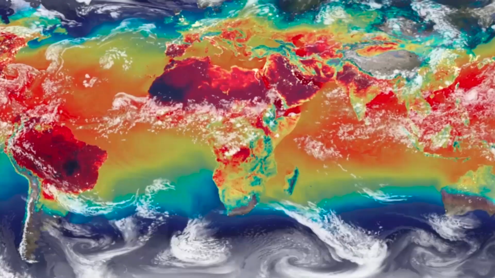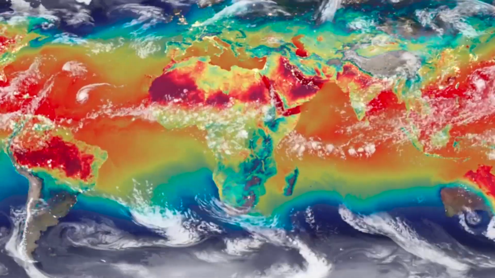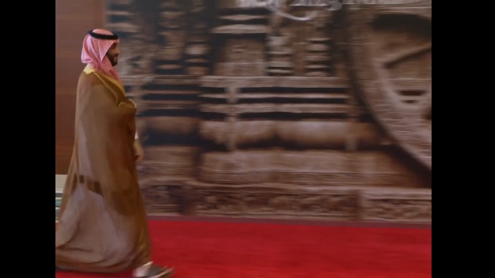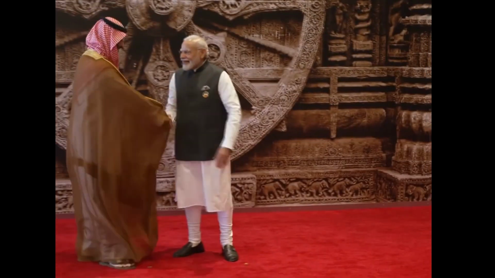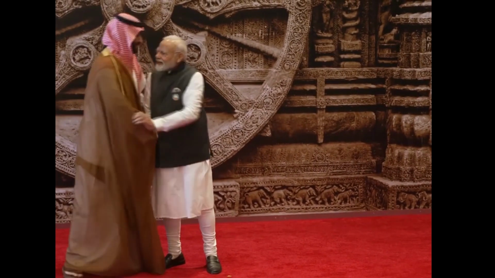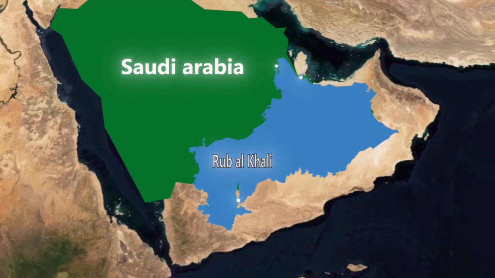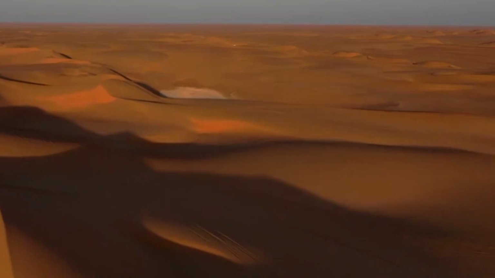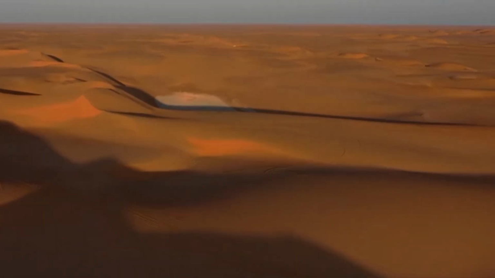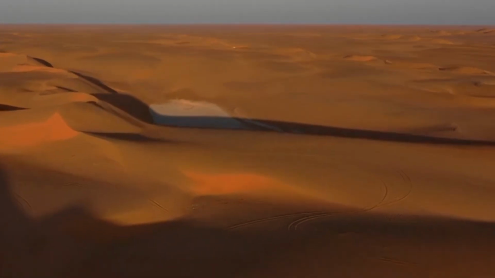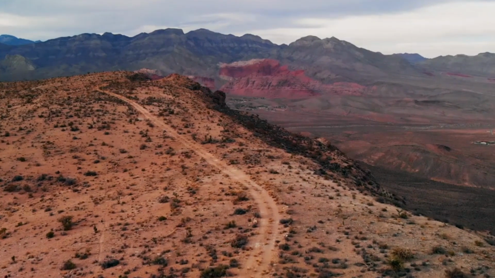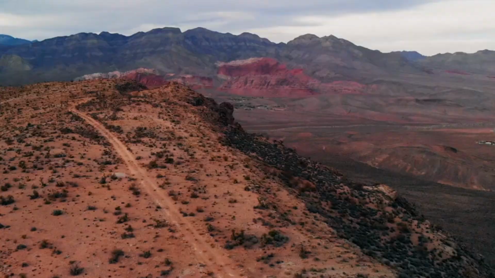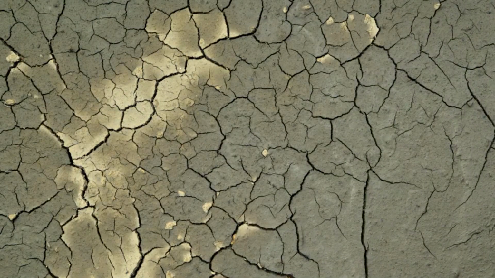Harsh geographical and climatic conditions. One of the biggest reasons for Saudi Arabia's empty land is its extreme desert environment. The country is dominated by three major deserts. Rub al-Khali, the Empty Quarter, the largest sand desert in the world, covering about 650,000 square kilometers. This desert alone makes up about a third of the country and is almost completely uninhabitable due to its shifting dunes, extreme heat, and lack of water.